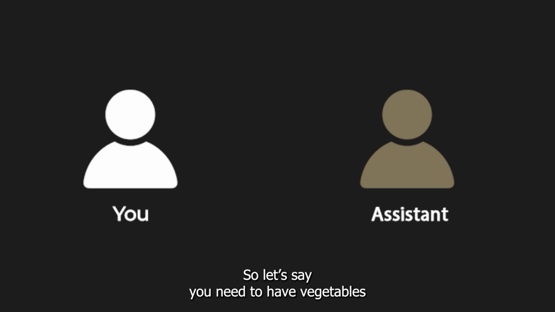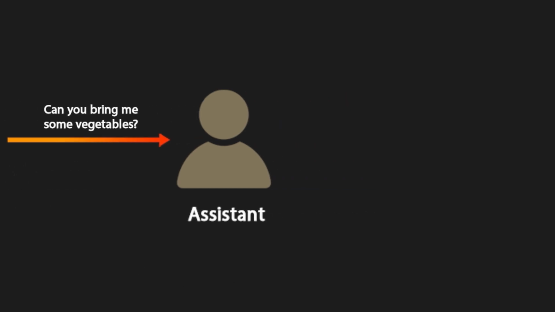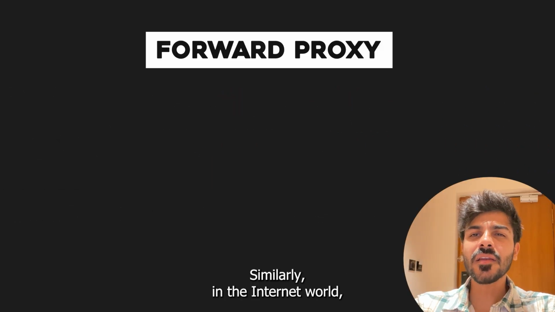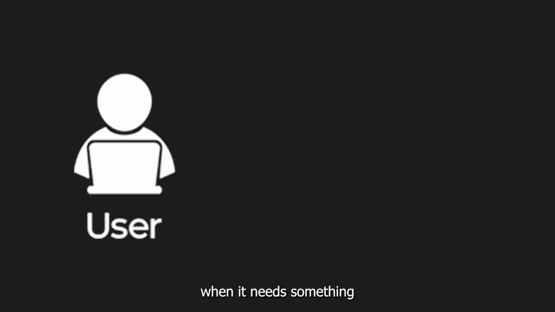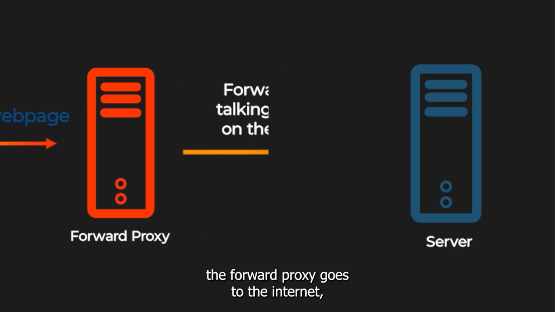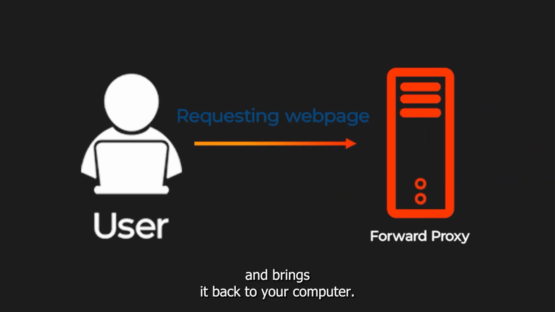So let's say you need to have vegetables. What do you do? You ask your assistant to get the vegetables from the market for you. He will head out, grab the veggies, and bring them back to you. Similarly, in the internet world, when your computer, aka the client, needs something from outside or from the internet, it would just ask the forward proxy to fetch it. The forward proxy goes to the internet, gets the required data, and brings it back to your computer.